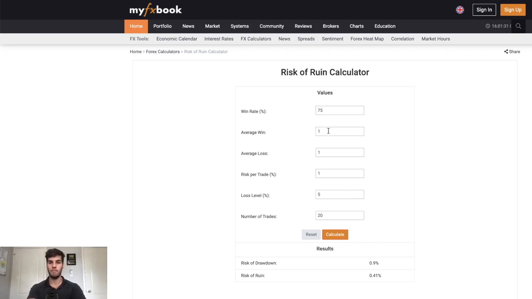So you can just see, if you do 1.5R, 60% win rate, and risking 0.8% per trade, loss level is 5%, 20 trades in a month, 1.5, you can see right there, it's about a 2% chance of losing the account. Let's say 3% chance of losing the account based on this strategy.